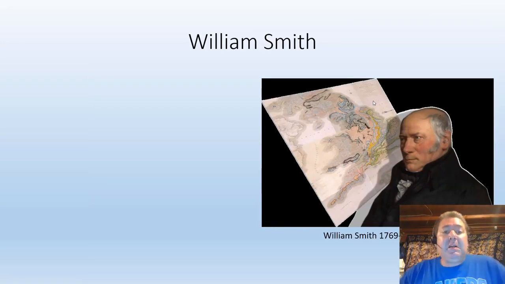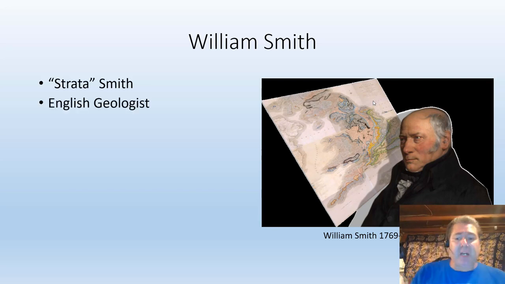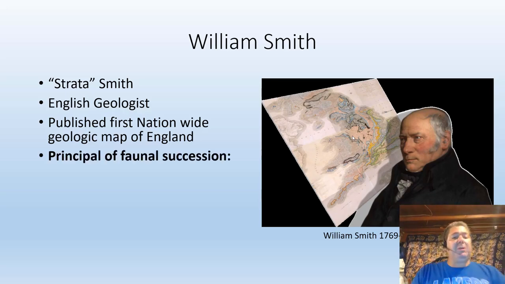Some other important advancements in relative dating were done by William Smith, also known as Strata Smith, a very famous English geologist back in the 1700s and 1800s. First, he published the first nationwide geological map of England. As they were making and cutting all these ditches, he was surveying them and noticed that certain types of rocks from one end of the country to the other had certain types of fossils associated with them. He became very famous for doing a kind of party trick. He'd say, bring me fossils and I shall tell you which layer they came from, and he ended up being correct. He called this the principle of faunal succession.